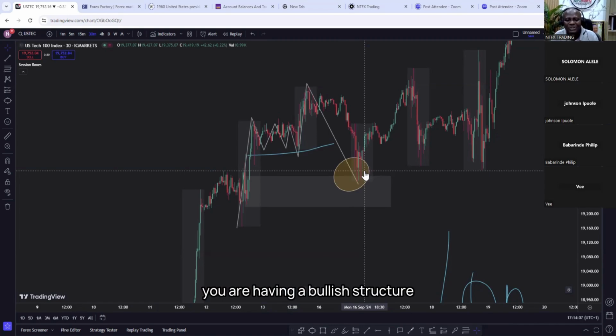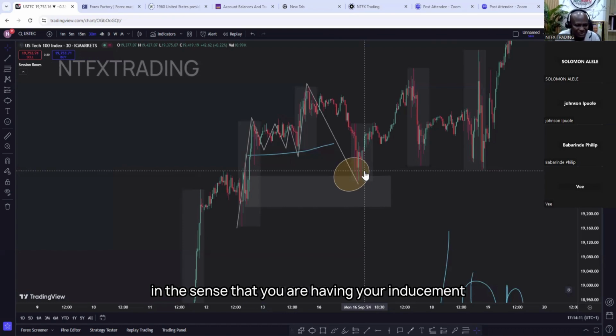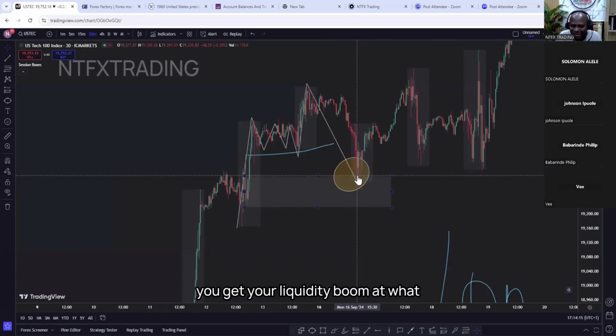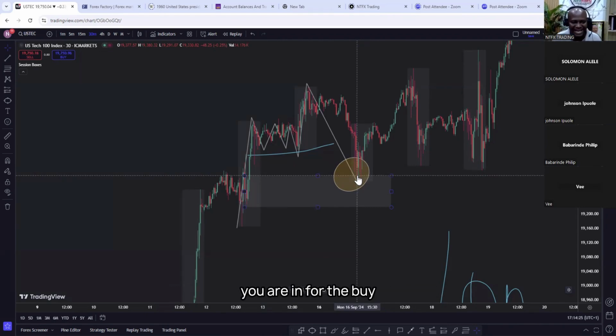You are having a bullish structure, and that structure is a complete structure in the sense that you have your inducement, and inducement is cleared. You get your liquidity, boom, at maybe the London, New York overlap or London session. Forget about the sell. Packet your sell and throw it in the dustbin. You are in for the buy.